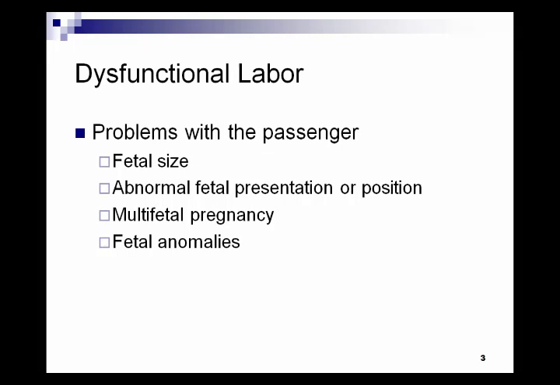What are problems with the passenger? The passenger is the fetus, and the main things we see are problems with fetal size, presentation, multiple fetuses, or any fetal anomalies. Macrosomia is a term used for infants weighing more than 8 pounds 13 ounces. The head or shoulders may not be able to adapt to the pelvis if we have a large infant. Size is relative, however, to the shape of her pelvis. The woman with a large pelvis may easily give birth to an infant that weighs more than 4,000 grams.